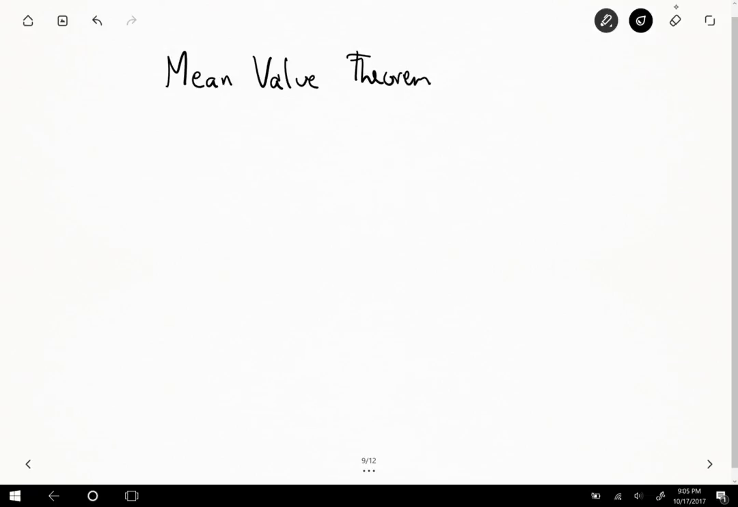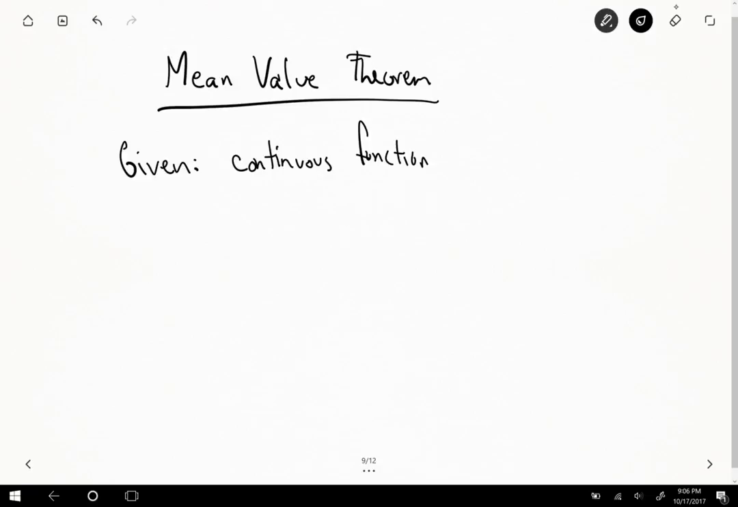Now, before we go any further, the next piece we're going to take a look at is the mean value theorem. So for the mean value theorem, what do we have to have? So our given, we need a couple things. We need a continuous function f on a closed interval.